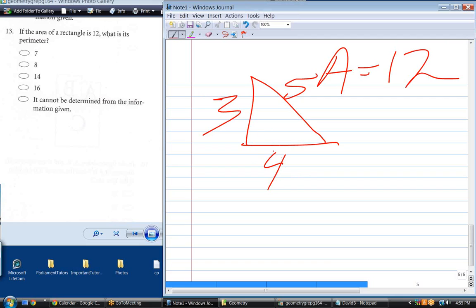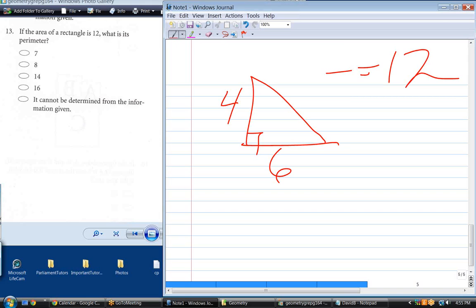Well, the area of this one's only 6. So I could double it. I could make it 6, 8, 10. Huh? Area of that's not 12 either. Area of that is 24. Now let's see. To get an area of 12, I could make that 4 and that 6, right? As long as that's a right angle.